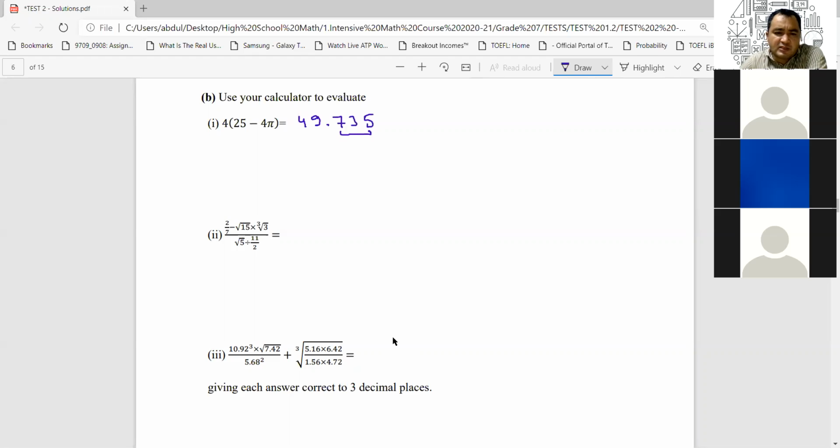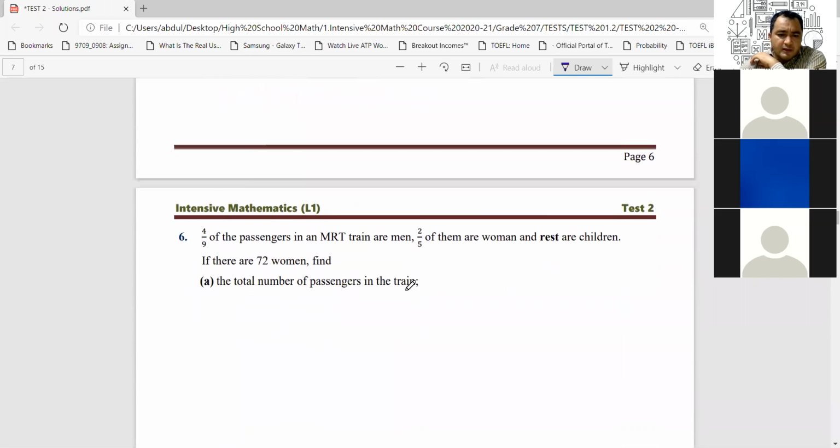So if you calculate this problem, we will get exactly 49.735, correct to 3 decimal places. In a similar way you should do 2 and 3, but now I cannot see how you're writing this. I wish I could see how you are keying these numbers or mathematical expressions into the calculator. Not a big deal.